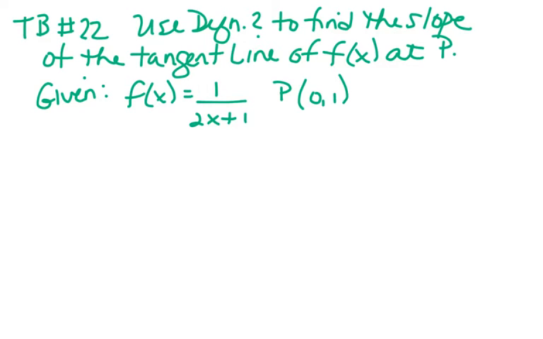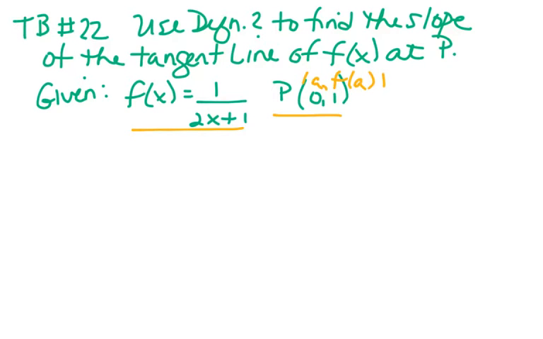Okay, so definition 2. Let me grab a different color here. I'm going to pause and find a good example here. Okay, here's the example that I chose for definition 2. It's got a little bit more algebra involved, and I think this is always a good thing to work on, our algebra. So this is textbook number 22. We're going to use definition 2 to find the slope of the tangent line of a function at a point. The function we're given is 1 over 2x plus 1, and the point is 0, 1. So again, this is a, and this is f of a.